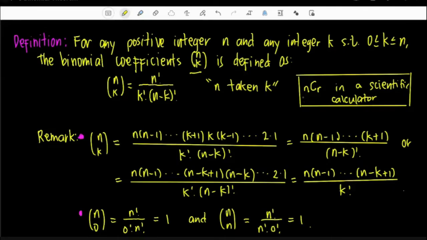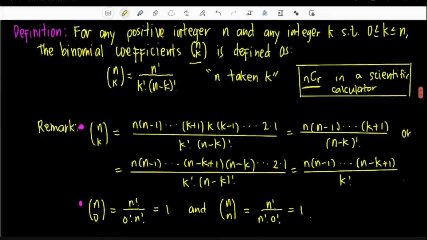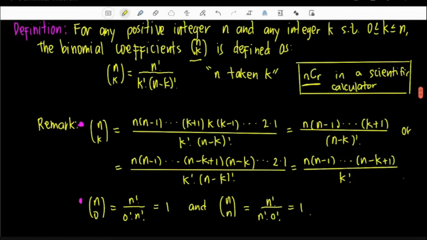If you can see the symbol NCR in a scientific calculator, so that's what we mean by n taken k. Now, n taken k can be written as n times n minus 1 and so on up to n minus k plus 1.